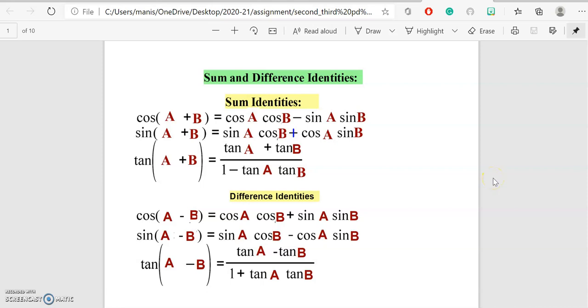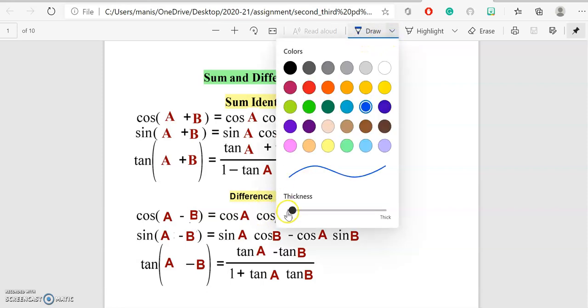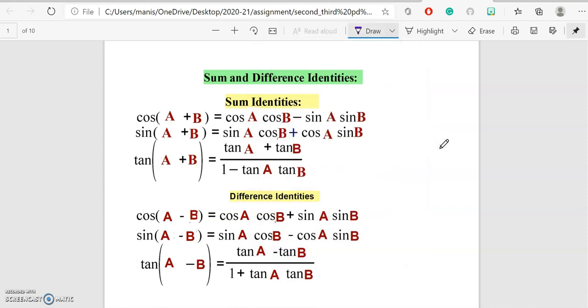Sum and difference identities. There are two different sets of sum identities and difference identities. The word sum means to add and difference means to subtract. Let me explain these identities and then we will go from there. There are some formulas which you have to keep in mind whenever you are applying sum and difference identities.